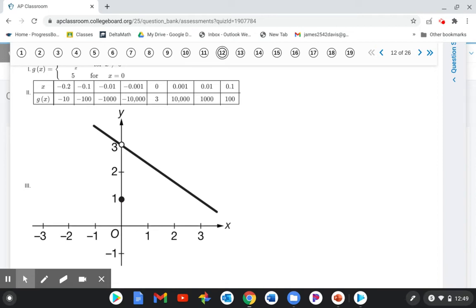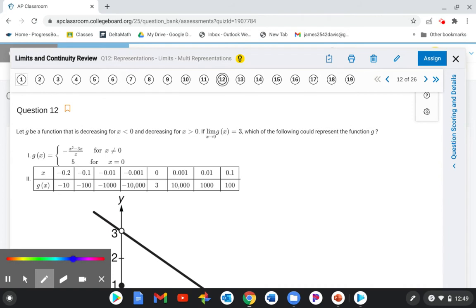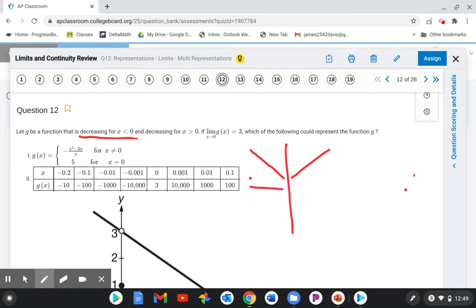And all the information that it gives us about this g of x is that it is decreasing for x less than 0. That means it's sort of going down as we approach 0, like that. And it's actually decreasing for x greater than 0 as well. So that means it's sort of going down and down. We got 0 somewhere in the middle here. All right, it's actually decreasing in both directions.